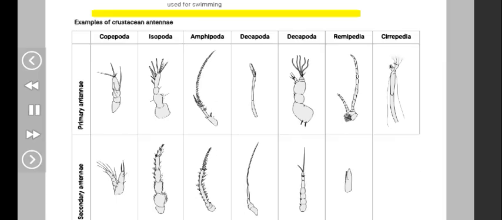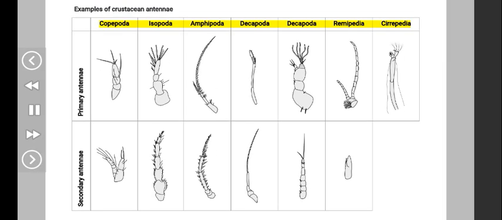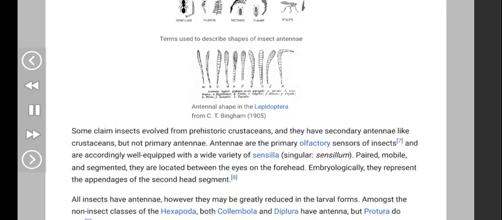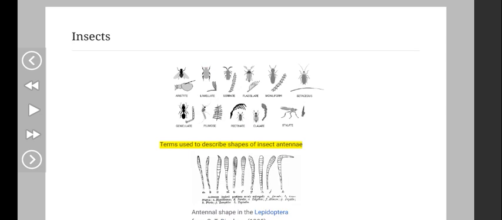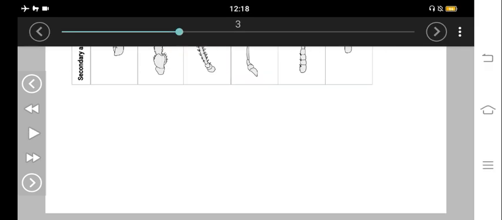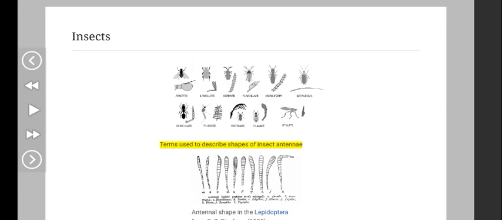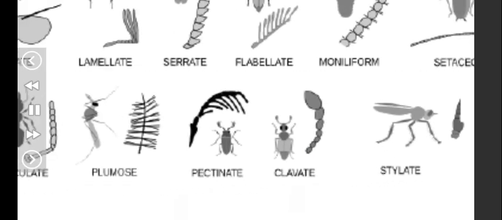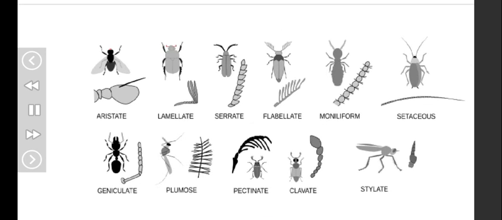Copepoda, Isopoda, Amphipoda, Decapoda, Remipedia, Cirripedia. Insects. Terms used to describe shapes of insect antennae. Antennal shape in the Lepidoptera from C. T. Bingham, 1905.